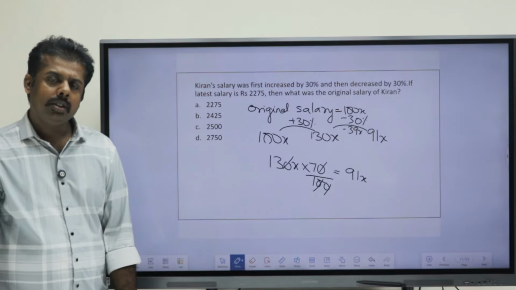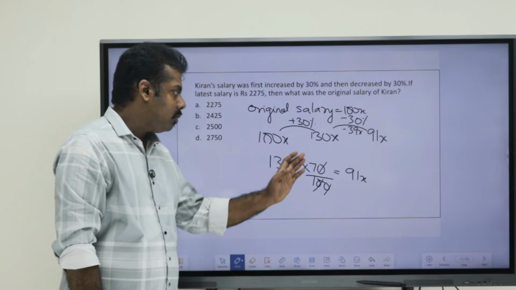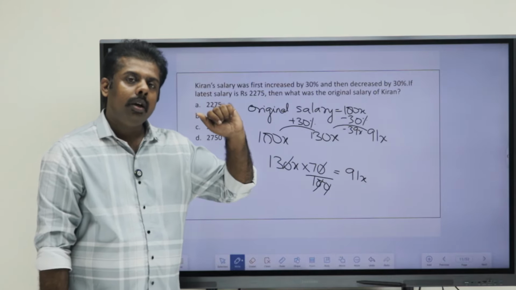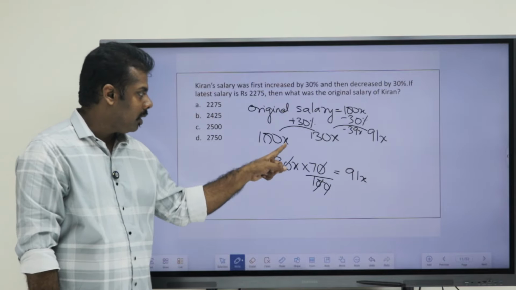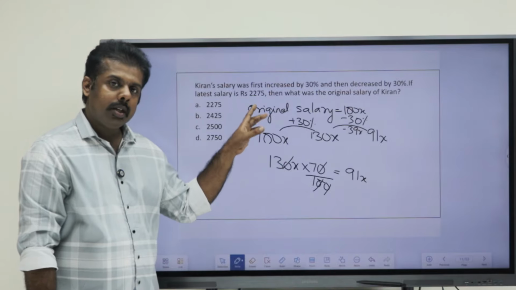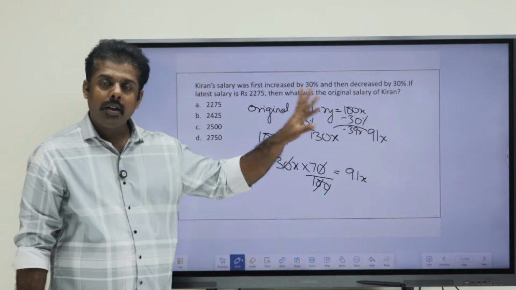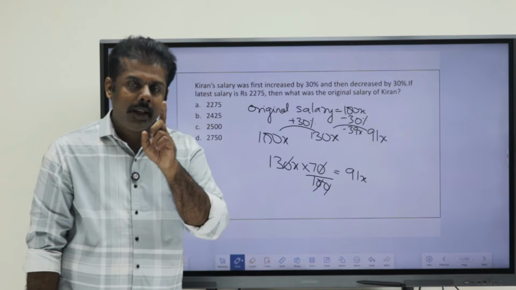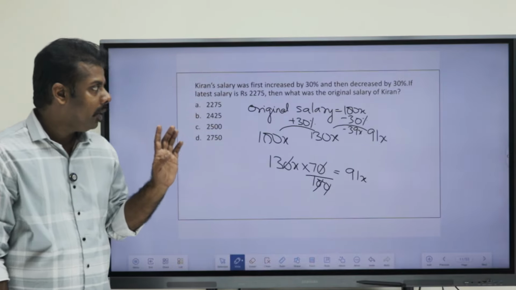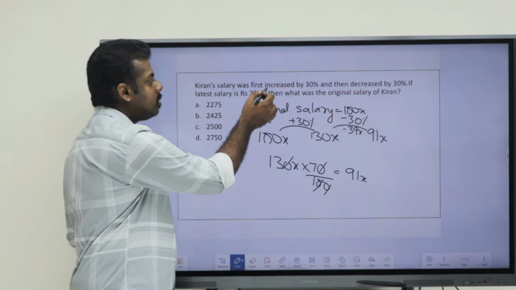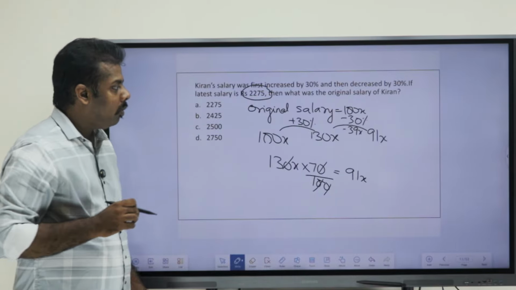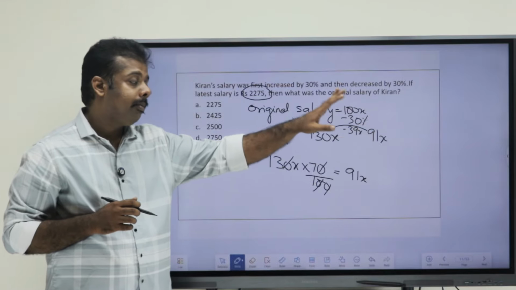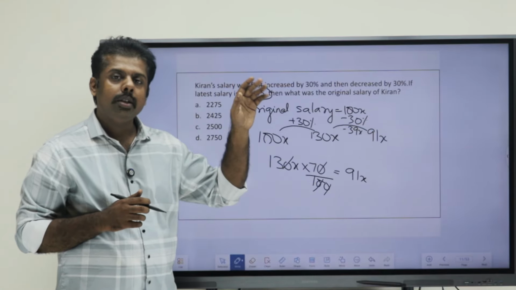Both are going to give us the same answer. Okay. So, we have understood that his present salary is basically 91x. If we are comparing, say we had assumed his original salary is 100x and now his salary is only 91x. So, we can understand that his salary has decreased. Now, they have given his latest salary as 2275. What latest salary have we got? We have got it as 91x, but in the question they have told it is 2275.